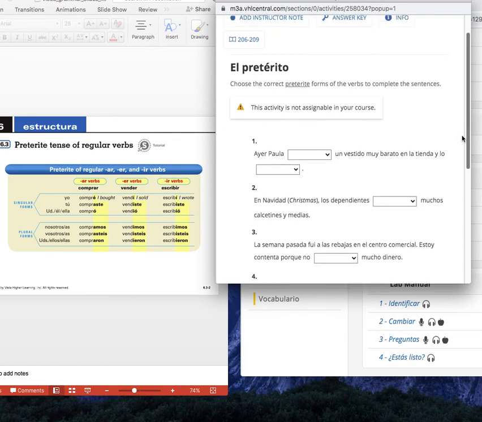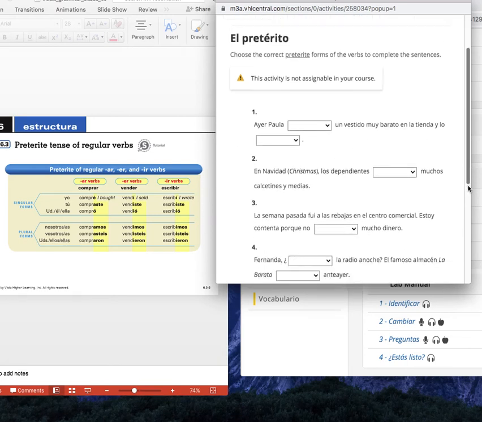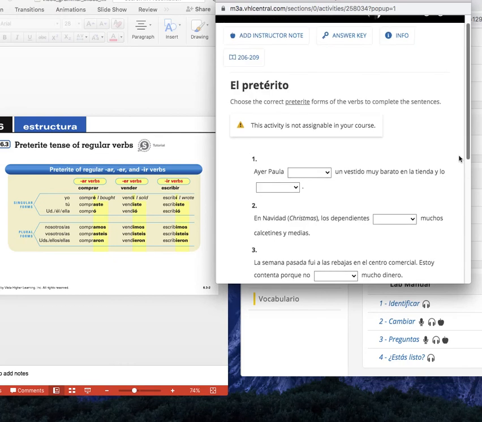We're just choosing the correct form of the preterit according to the context. So as always, you're going to want to pause and think about the answer before I give it, okay? So here we have, ayer Paula, so Paula is the subject, blank un vestido muy barato en la tienda y lo blank. So let's do the first one. So would you say, ayer Paula viste un vestido, vio un vestido, o vieron un vestido? So go ahead and pause it and think about it.